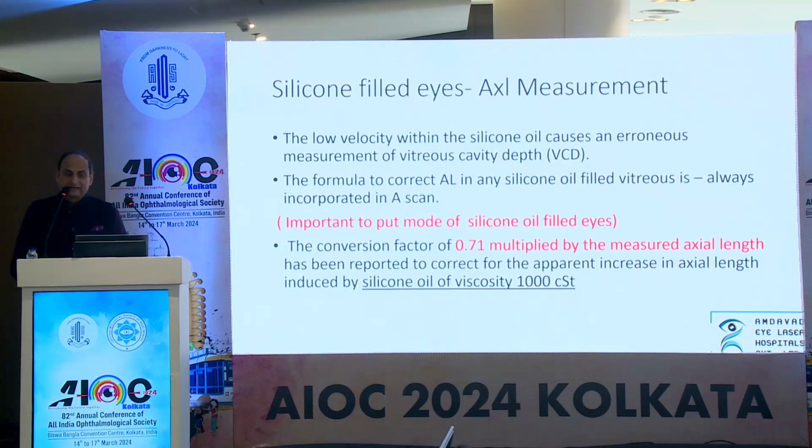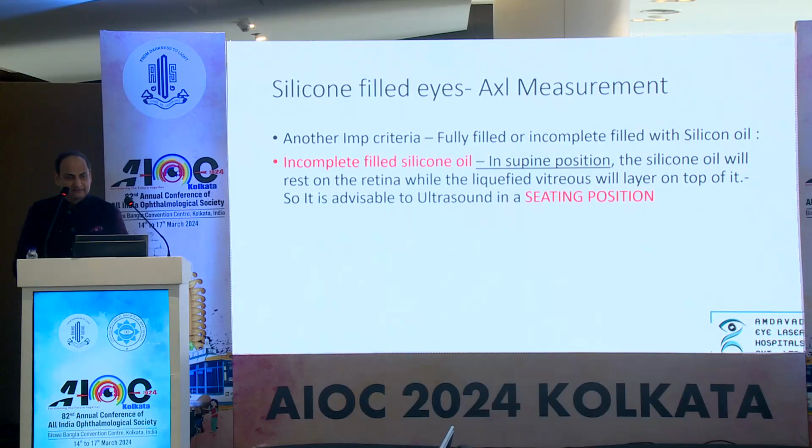The formula to correct axial length in any silicone oil vitreous is always incorporated in the E-scan. I believe everybody knows that whenever you are doing a sonography of this type of patient, you select the mode which says silicone oil filled eyes. This is something very important. And the conversion factor of 0.71 multiplied by the measured axial length has been reported to correct for the apparent increase in axial length induced by silicone oil of viscosity 1000 CST. There might be a small change if the viscosity is 5000 CST.